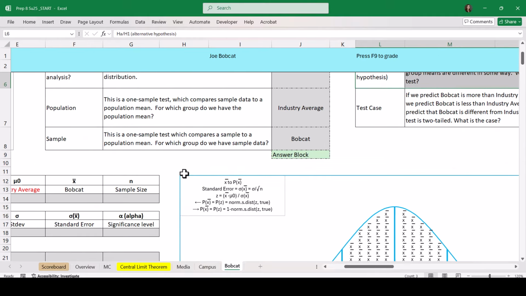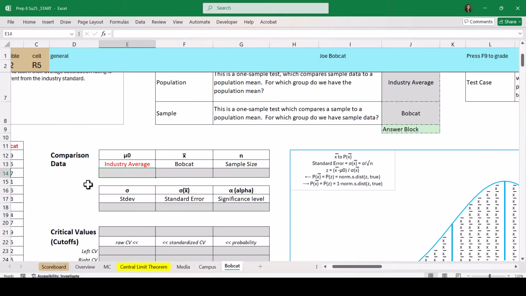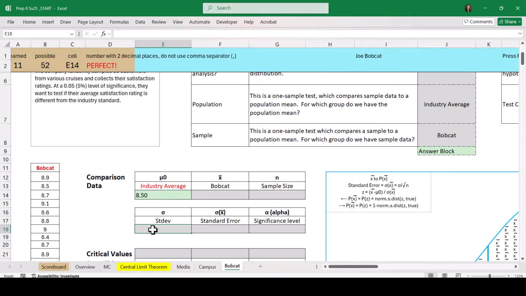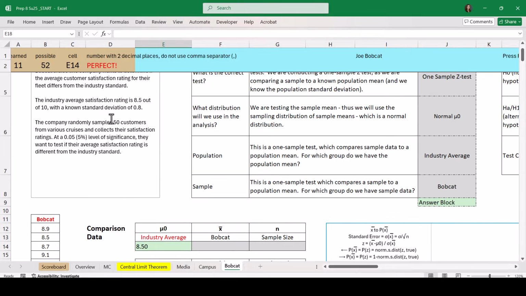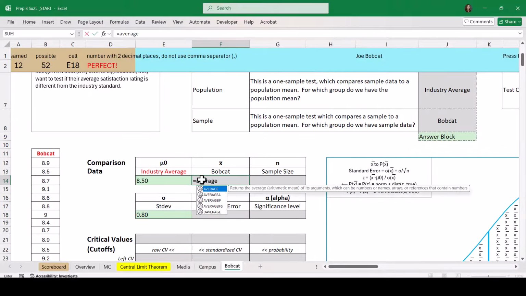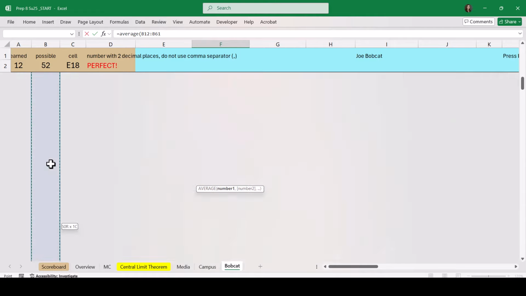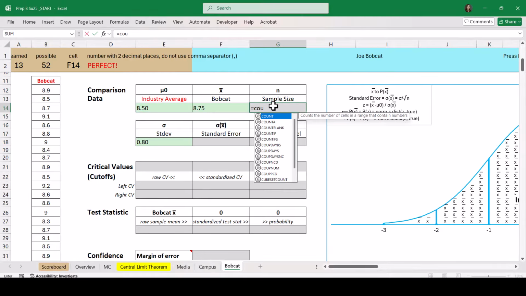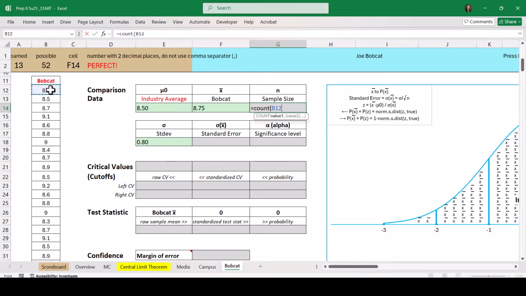All right, so let's go down and start to perform our calculations. So the industry average, this is our population mean. It's 8.5 on a 10-point scale. The standard deviation is right here in our research description. It is 0.8. Now for the Bobcat Cruise Line, we have sample data, and it's over here to the left. So we'll use the average function to compute the mean. We'll use the count function to determine the sample size.